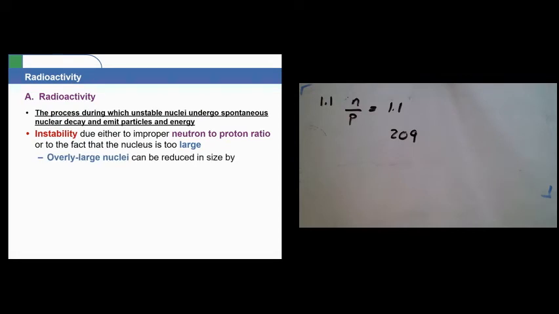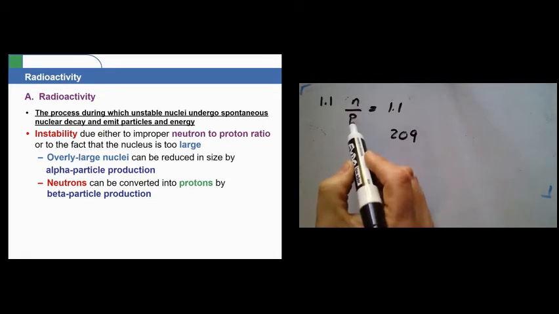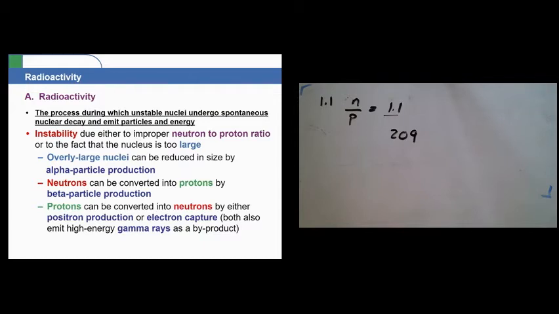Now, the processes for fixing these problems: first of all, overly large nuclei can be reduced in size by alpha particle production. And we'll learn more about that in a minute. Neutrons can be converted into protons using beta particle production. If neutrons are turned into protons, this will decrease this ratio and thus make it more stable. If the problem is you have too many protons, then protons can be converted into neutrons by either positron production or electron capture. Both of these also emit high energy gamma rays as a byproduct. So we're going to look at these in detail now.